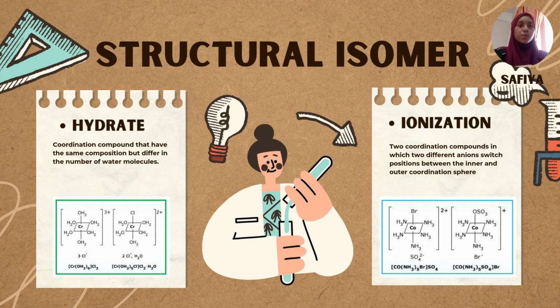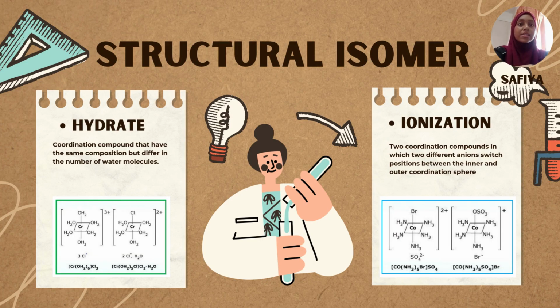Starting with structural isomers, hydrate isomers move water molecules in and out of the coordination sphere. It means they have the same composition but differ in the number of water molecules. As in the diagram, we can see chromium hexaaqua chloride shows that all of the water molecules are in the coordination sphere. While in chromium pentaaqua chloride, one of the water molecules is outside the coordination sphere. Chromium hexaaqua chloride is blue, while chromium pentaaqua chloride dihydrate is green. So, the different colors between them prove that they are isomers.